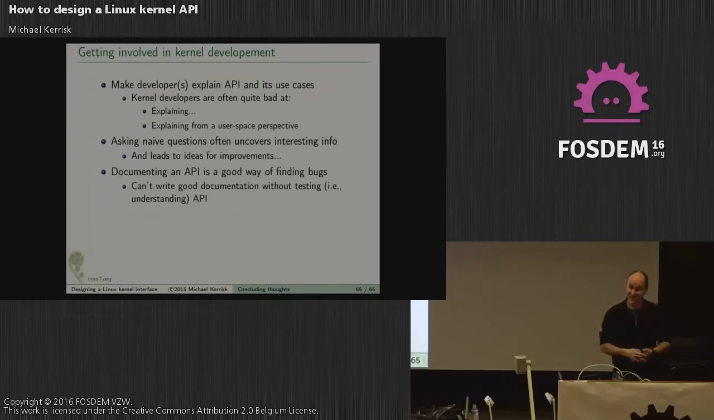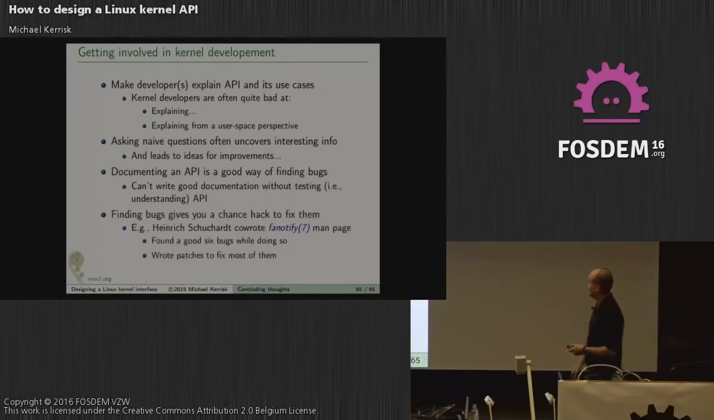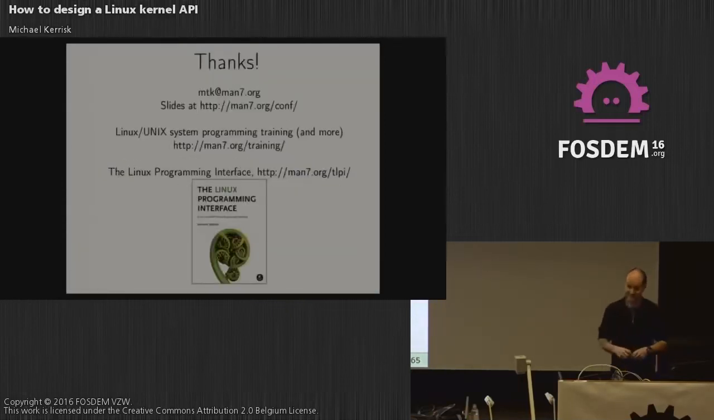Documenting APIs is a good way of finding bugs, because you can't write good documentation without understanding the API, and you can't understand the API without testing. A classic recent example for me was a guy called Heinrich Schuchardt, who wrote the fanotify man page about 20 kernel releases after fanotify was released. But he found six significant bugs while he did that, and he wrote patches to fix them all. It was really great work. So it's a very good way of getting involved in kernel development.